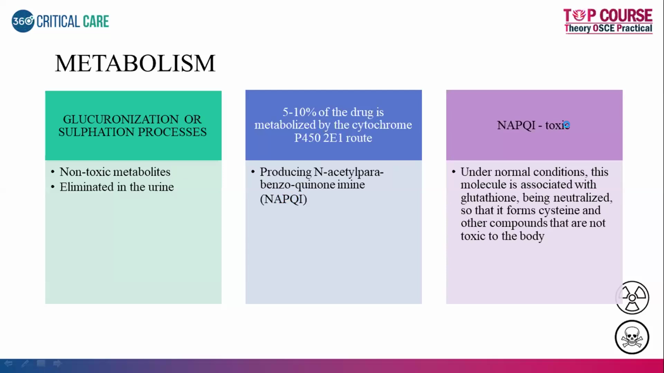But because of the presence of glutathione in our body, this NAPQI is converted into non-toxic forms like cysteine and other compounds, which are then excreted in the urine. Normally, only a small amount, around 5 to 10%, of NAPQI is formed, and because of the glutathione stores in our body, it gets converted to non-toxic forms and excreted. This is the normal metabolism.